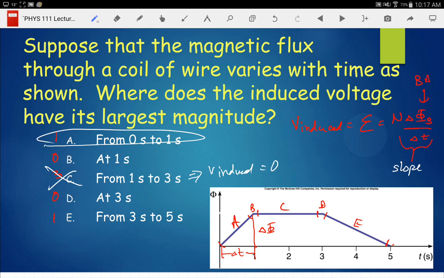That's why the battery doesn't work with the transformer. Because with the battery, you're putting out a constant voltage or a constant current, and so your coil is going to have a constant magnetic field, producing a constant magnetic flux and no changes.